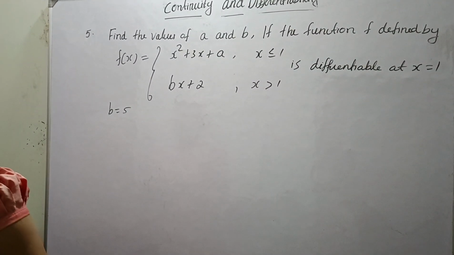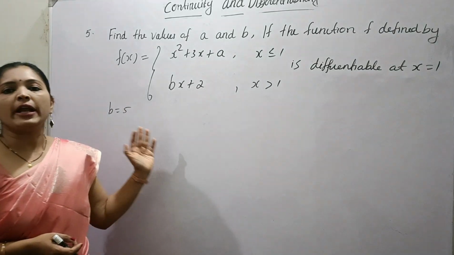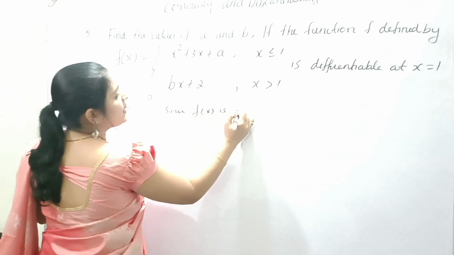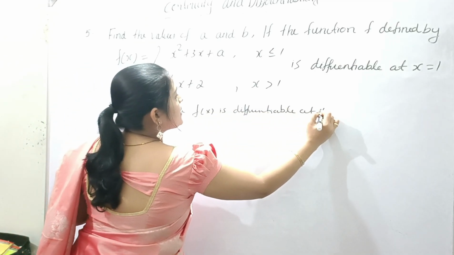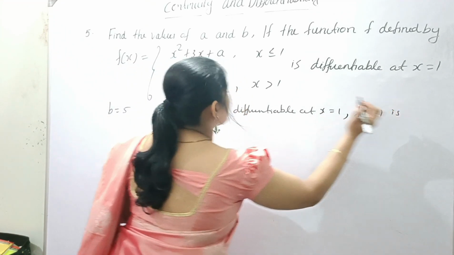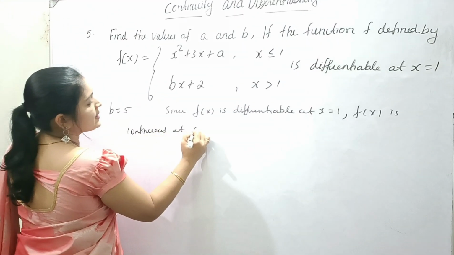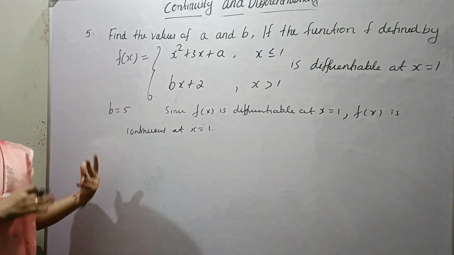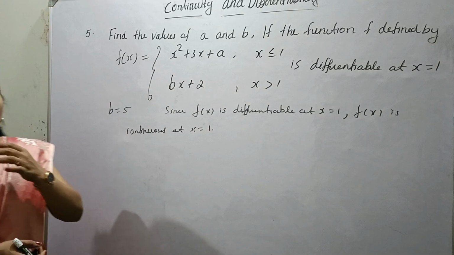Okay, next we have to find the value of a, and since this function is differentiable at x is equal to 1, since f of x is differentiable at x is equal to 1, f of x is continuous at x is equal to 1. Okay? Since it is continuous at x is equal to 1, left hand limit is equal to right hand limit, that is equal to the value of the function at x is equal to 1.